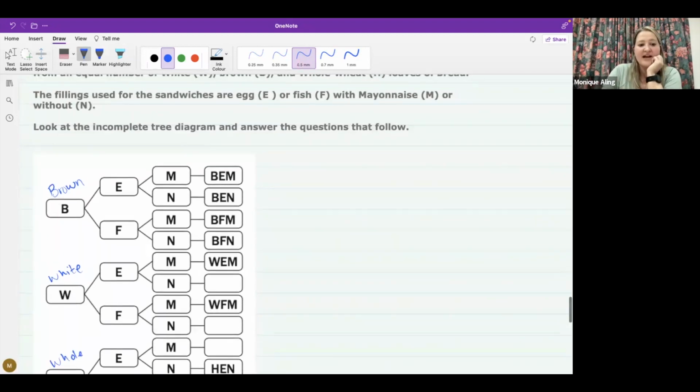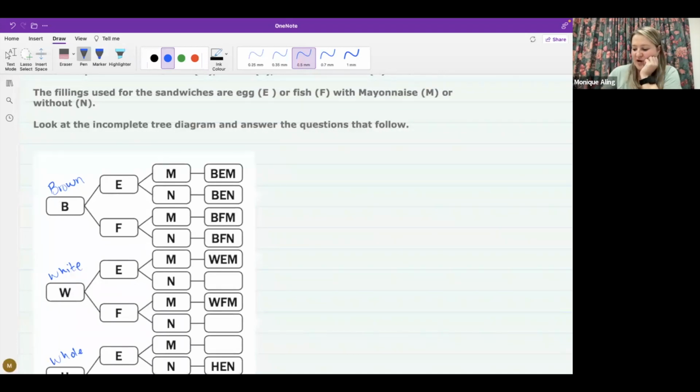So if we have a look at our first part here, that is brown bread with egg as the filling with mayonnaise. That's the BEM. Or brown bread with egg and no mayonnaise. That will be the BEN, for example. So that's how you read the tree diagram.